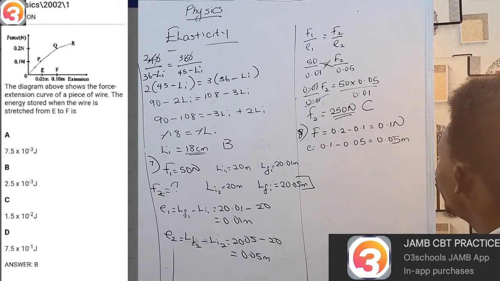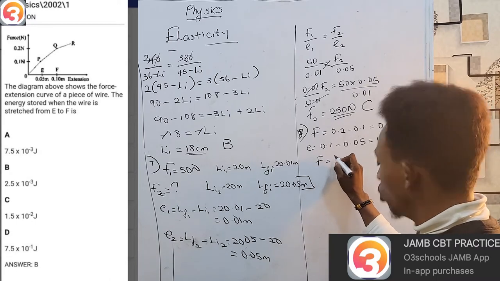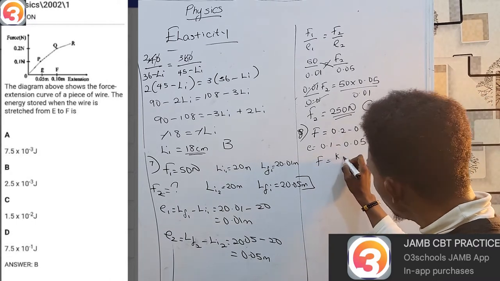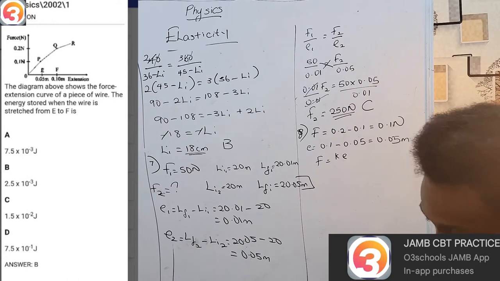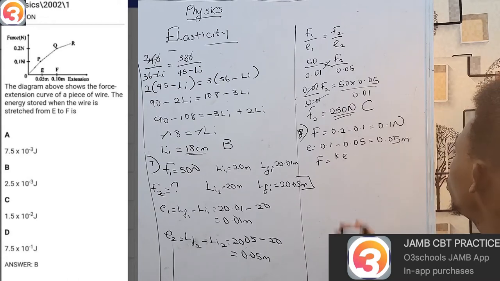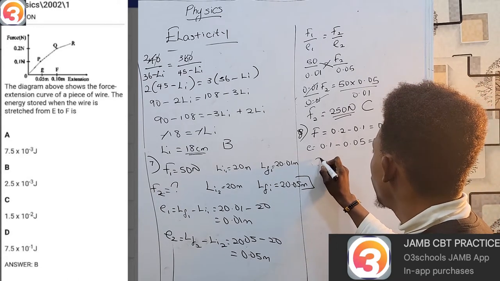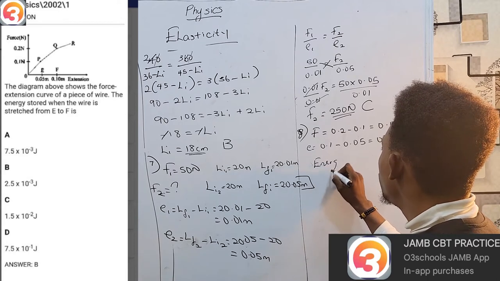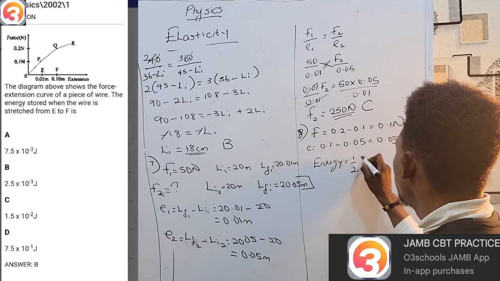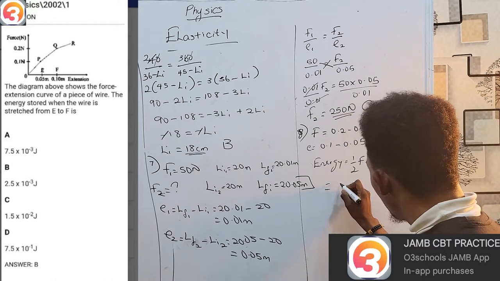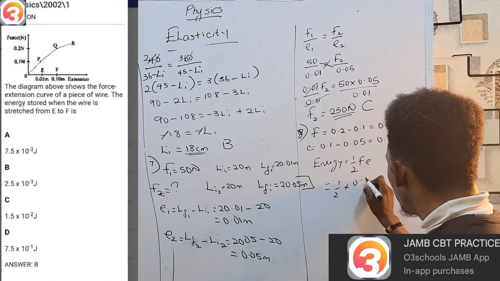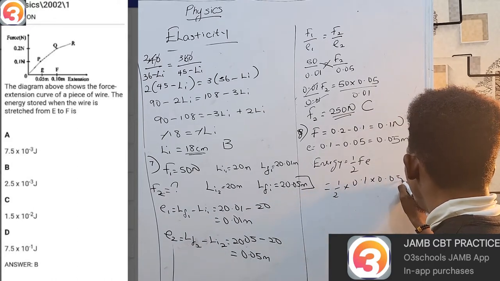Automatically, what do I need? F equals Ke. Or in this case, the energy stored. We don't even need this. We're going to be using it for energy. We know it should be 1 over 2 FE. So 1 over 2 times 0.1 times 0.05.